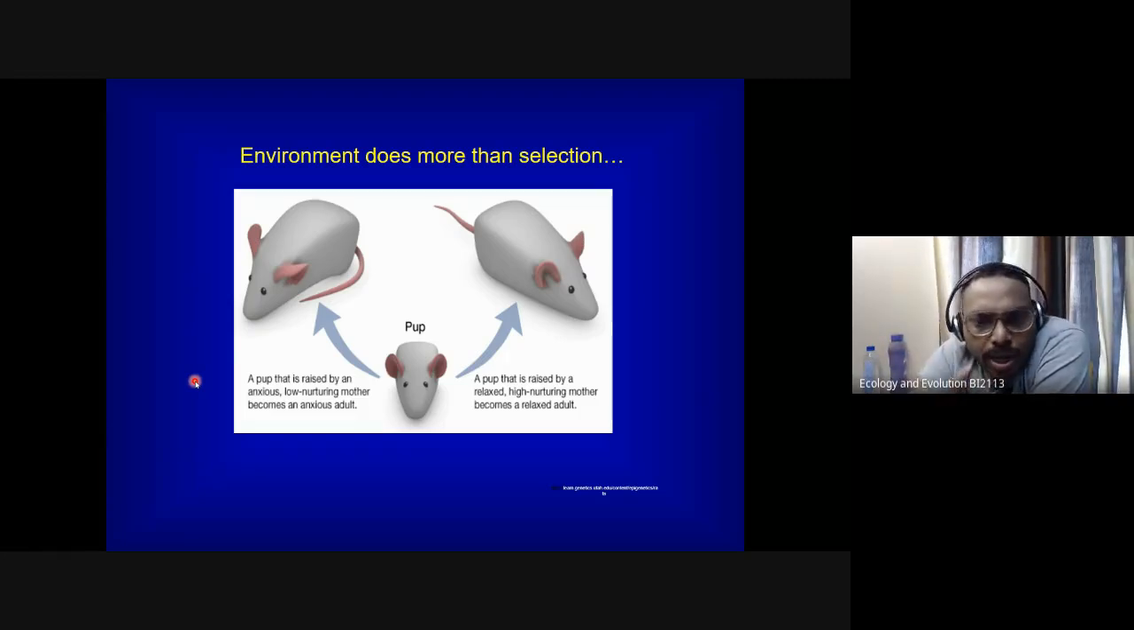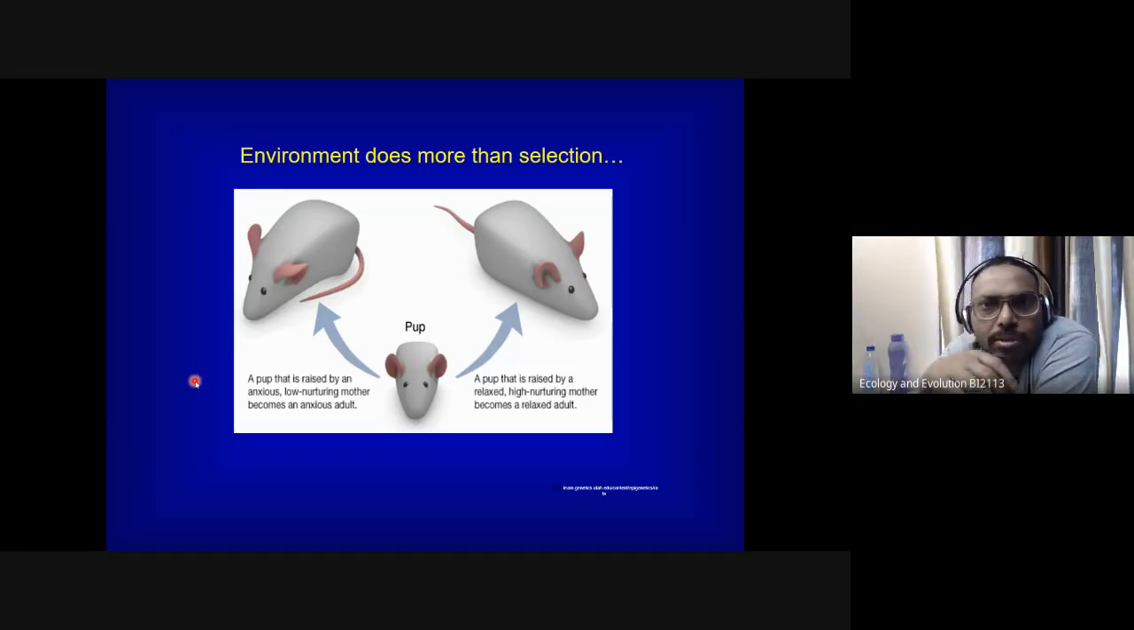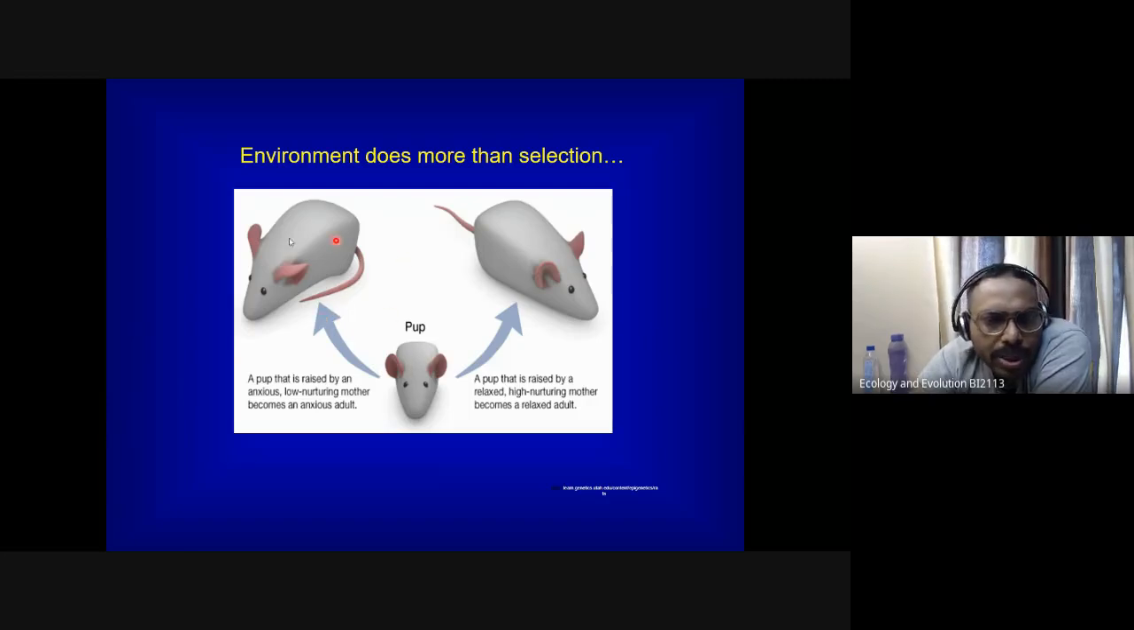On the other hand, if you take some of these anxious rats and you try to drown them, they won't do much. They will basically happily just get drowned. So that's what I mean by anxious. Okay, so these pups which are raised by low nurturing mothers, low licking grooming mothers, these pups tend to be anxious, and those pups that are raised by relaxed, high nurturing mothers, they end up becoming relaxed, normal rats.